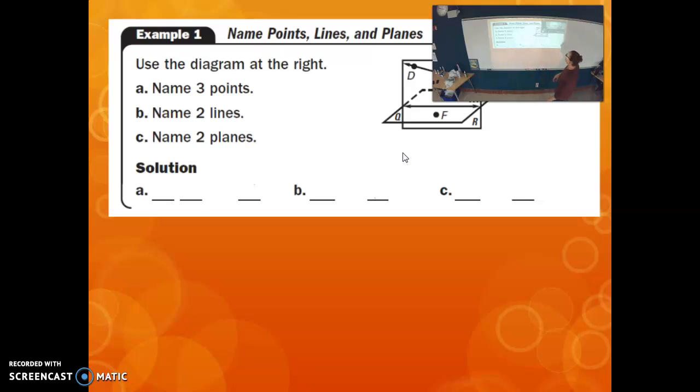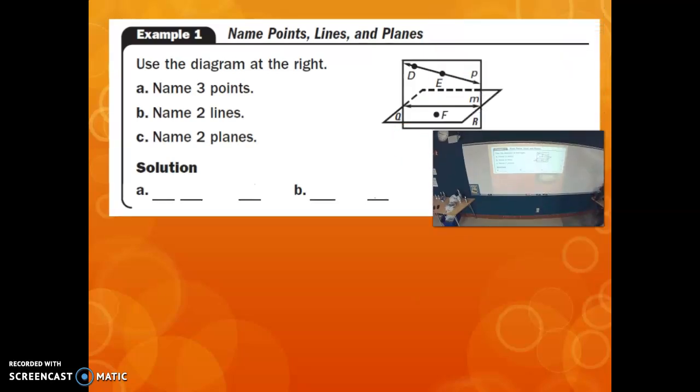So, the naming of points, lines, and planes. And this is going to be important, so we're going to make sure that we talk about this. Let me move my face out of the way a little bit here.